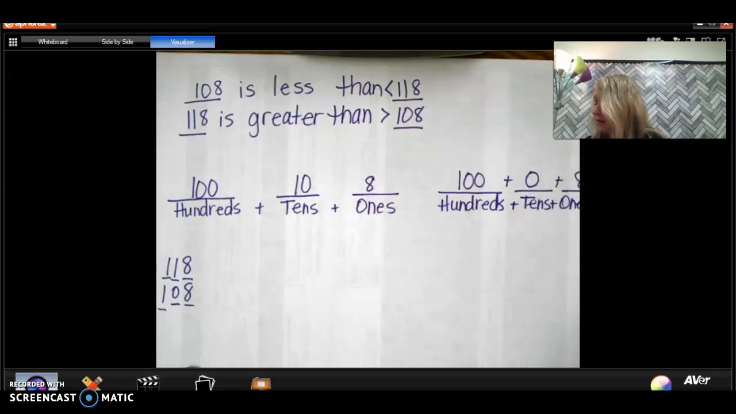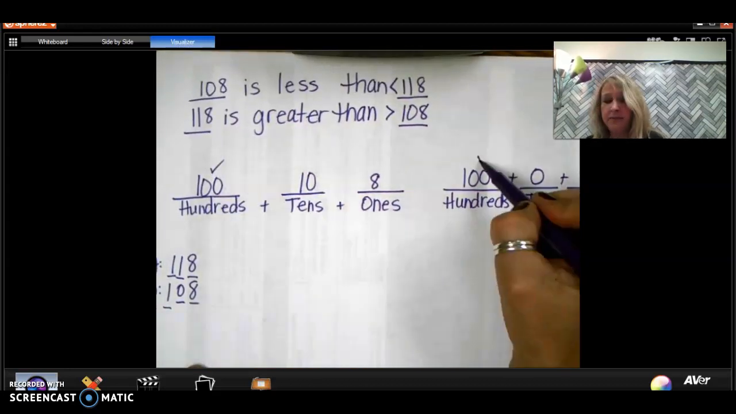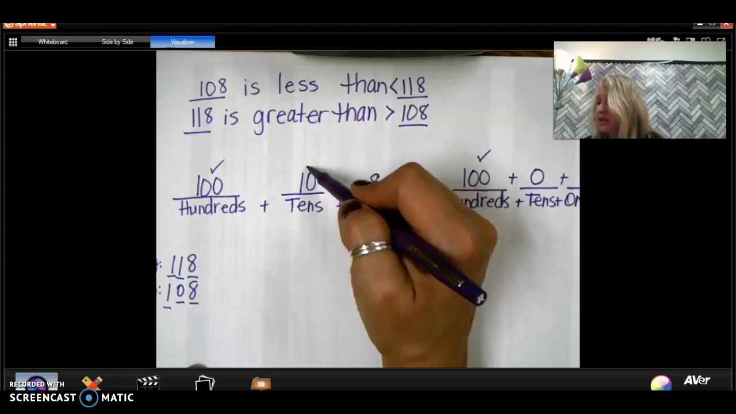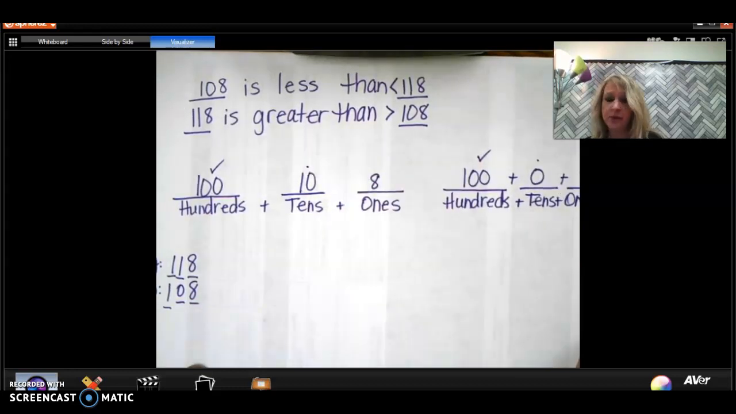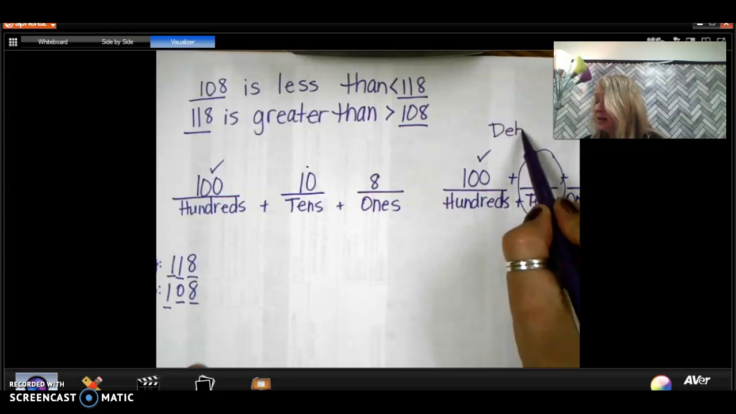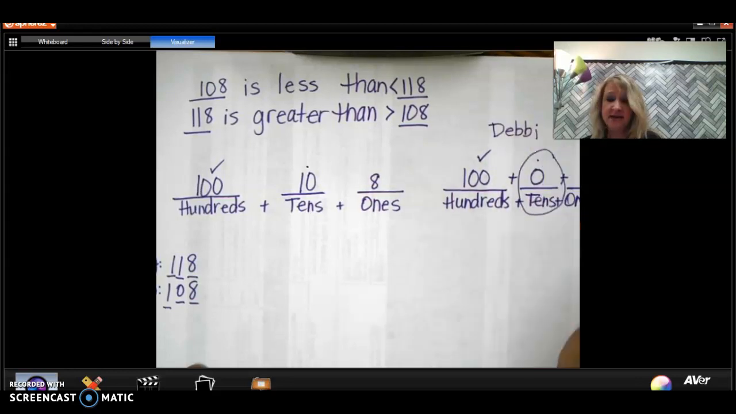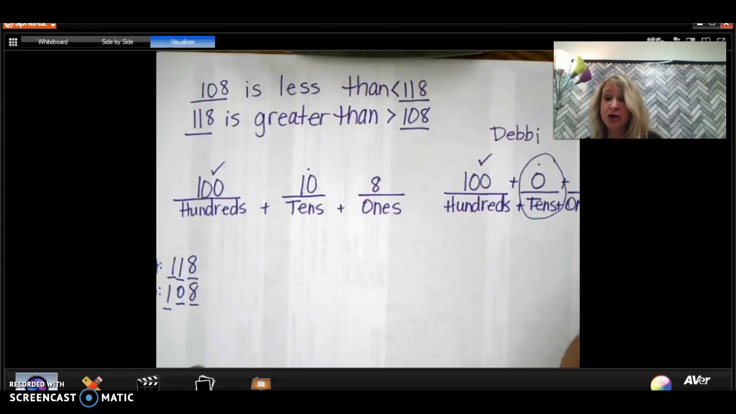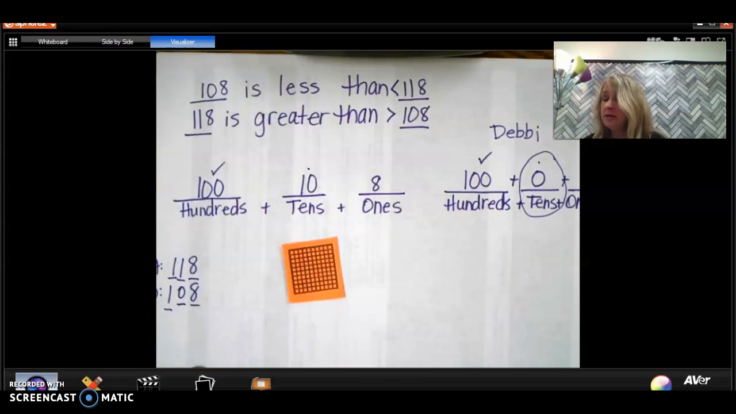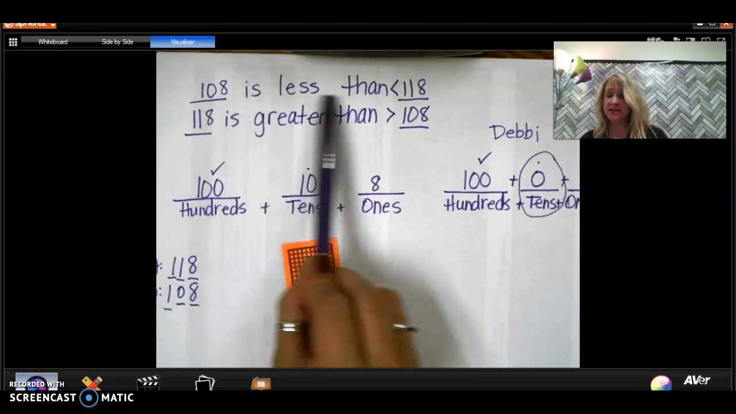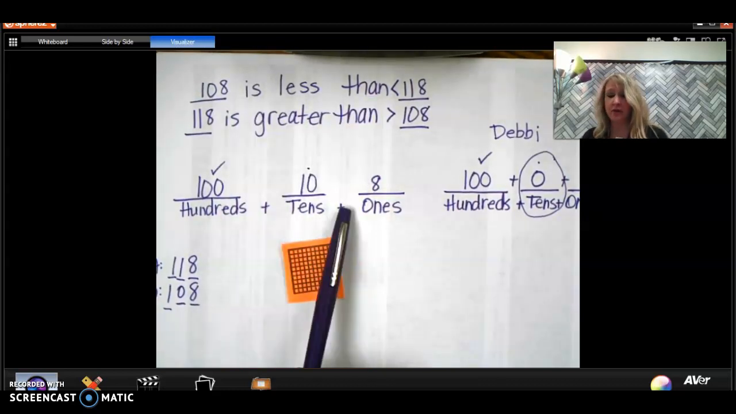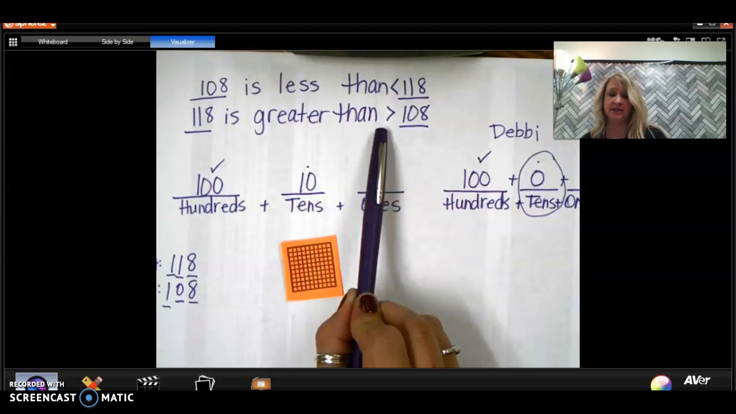8. Now, since the hundreds are the same, we have to look at the tens place. We have a 10 and we have a 0. Which one is less? This one. So that's how we know that Debbie has less than Audrey. Okay, so this is what you're going to do on your assignment. You're going to show it with your base 10 blocks. Then you're going to write it in a sentence, and then you're going to show expanded form and use the greater than, less than symbols.